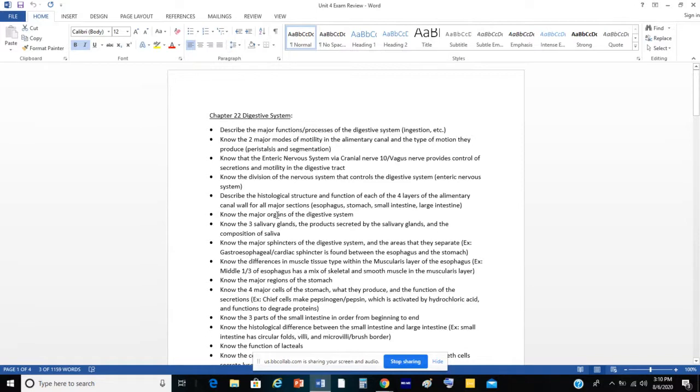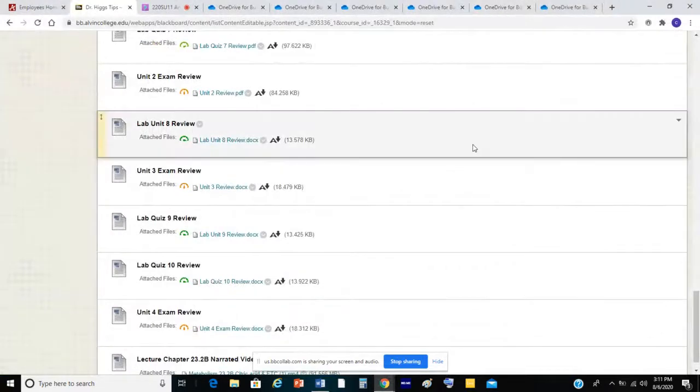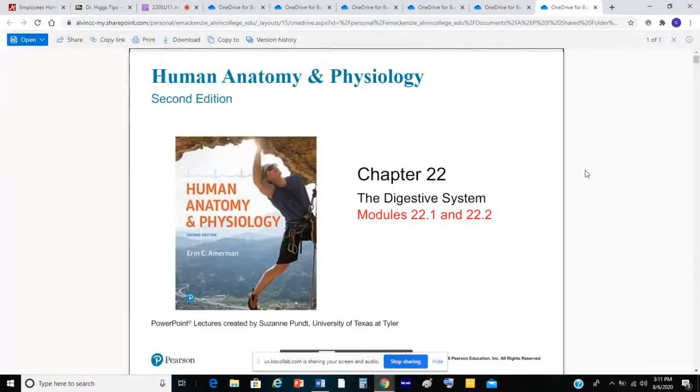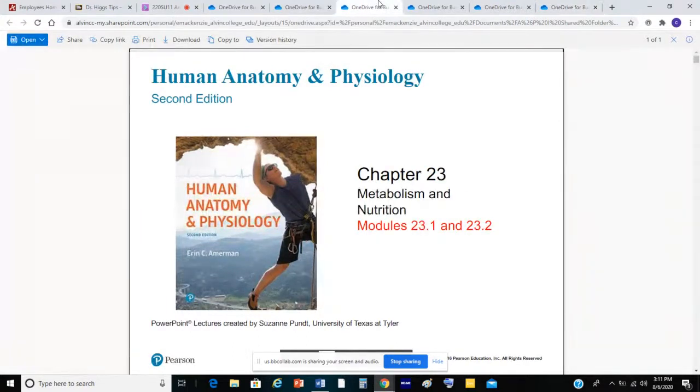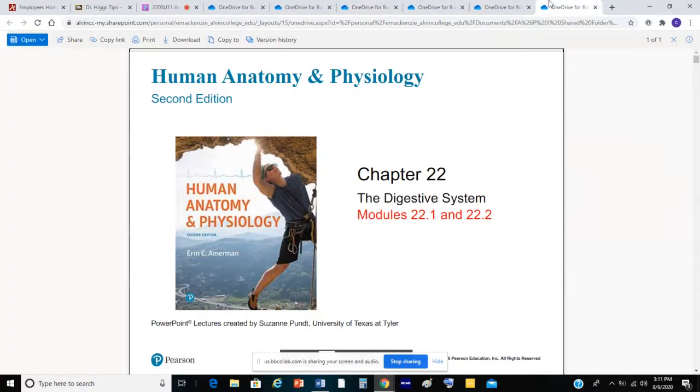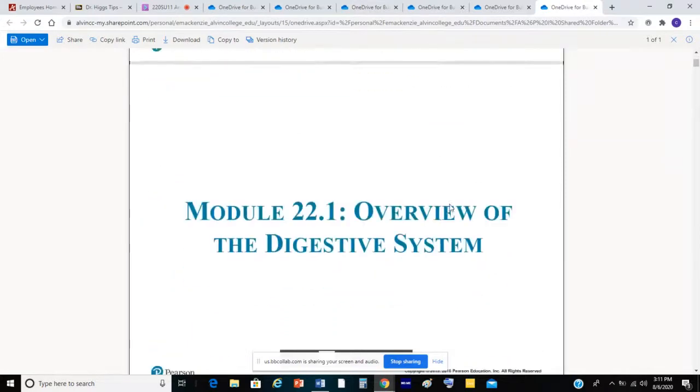going through every single bullet point, I'm going to focus on ones I think you might need a little more help with. And yes, like usual, I'll be using your lecture PowerPoints. The chapter 22 and chapter 23 lecture PowerPoints are good enough, and I'm going to be using them to help walk through this exam review. And we're going to start off with chapter 22, the digestive system.